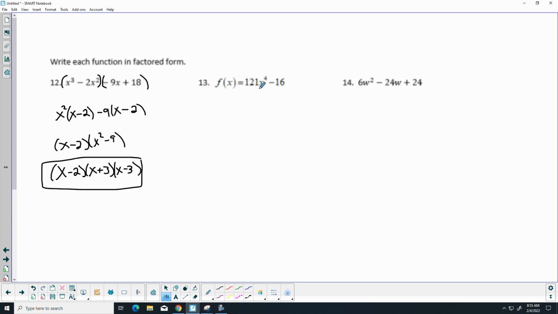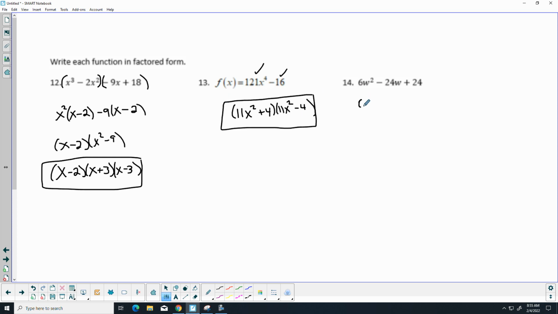Number 13, that's a difference of 2 squares. That's a perfect square. That's a perfect square. So I'm going to have 11x squared plus 4, 11x squared minus 4. Now, if 11 had been a perfect square, we could have done that further, but 11's not a perfect square, so I'm going to stop there.